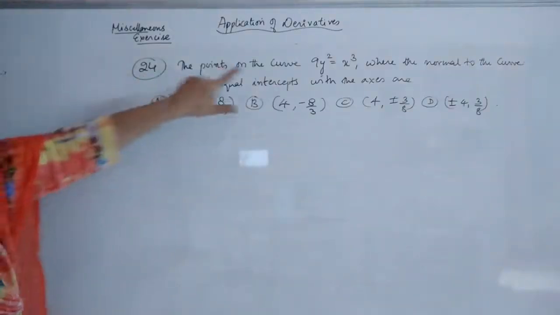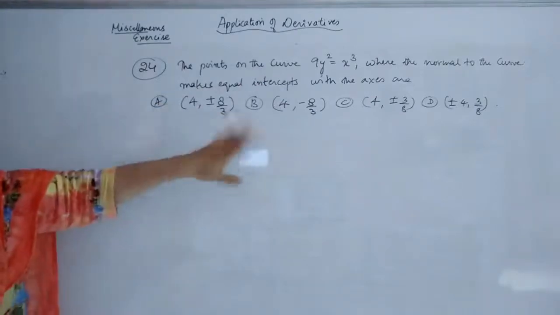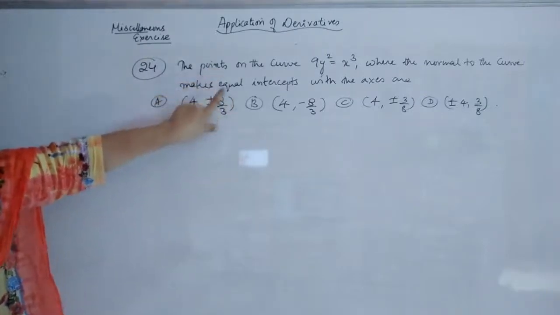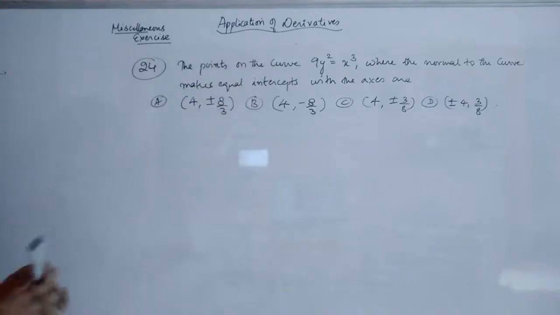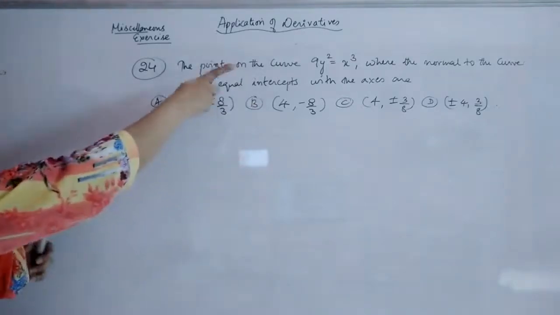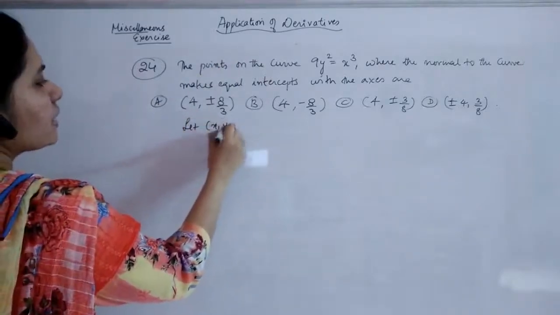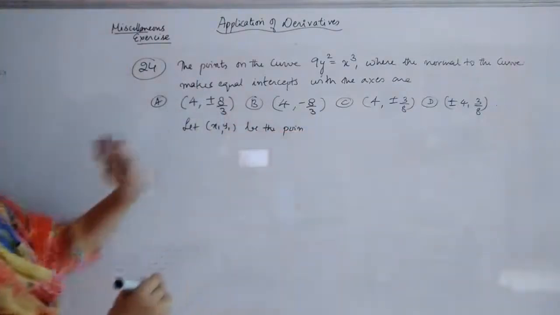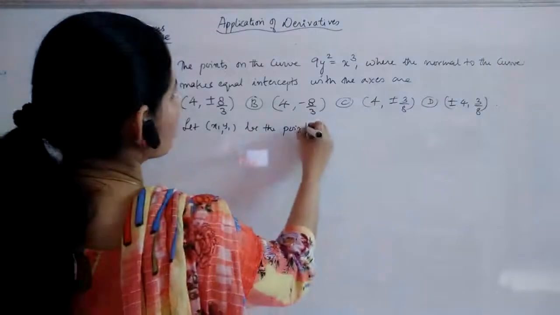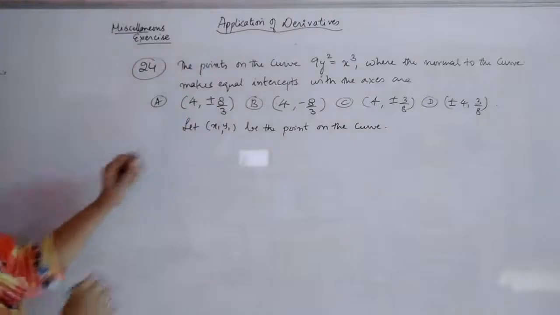The points on the curve 9y square equal to x cube, where the normal to the curve makes equal intercepts with the axes, are: so you have to find out the points where this normal is making equal intercepts with the axes. Okay, so first we will take that point, the point which you have to find out. It is points, meaning you will get two values. So let x1, y1, as we have taken in the other one, be the point on the given curve which makes equal intercepts with the axes, where the normal makes equal intercepts.